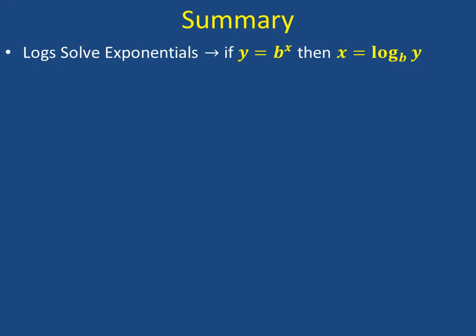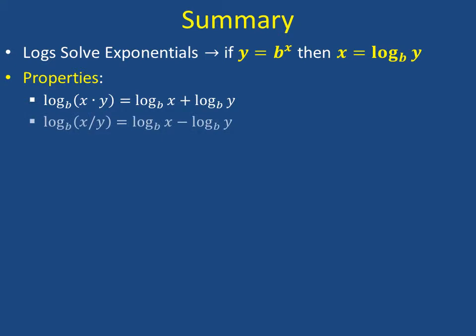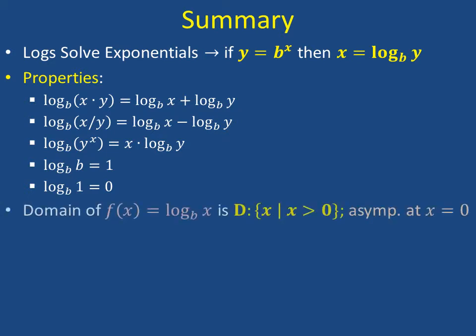Let's summarize real quick. Logs are intended to solve exponentials. We can change an exponential form with x in the exponent into a log form where we can put the numbers into the calculator and find that exponent. There are properties we need to remember. Log of a product is the sum of the logs. Log of a quotient is the difference of the logs. And log of a number to a power is the power times the log of the number. We also remember that log to the base b of the base is always 1, and log to the base b of 1 is always 0.